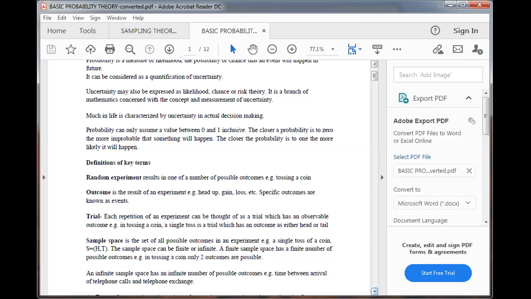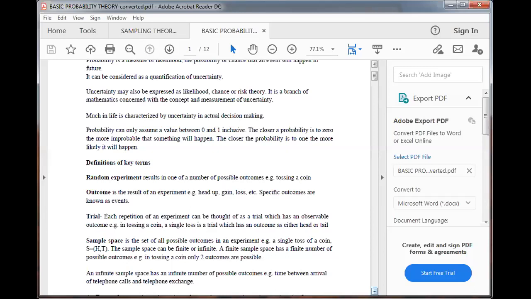Then the other term that is commonly used is the outcome. The outcome is the result. Once you do an experiment, you have the possible results. If you toss a coin, the results can either be head or tail. If you roll a die, the results can be number 1, 2, up to 6. If you go to a game, you can either win, lose, or draw. Those are the outcomes. Raining or not raining are also outcomes.